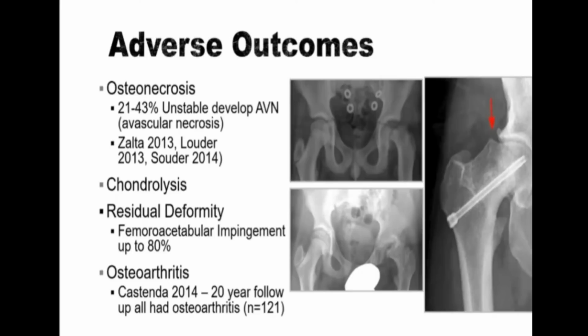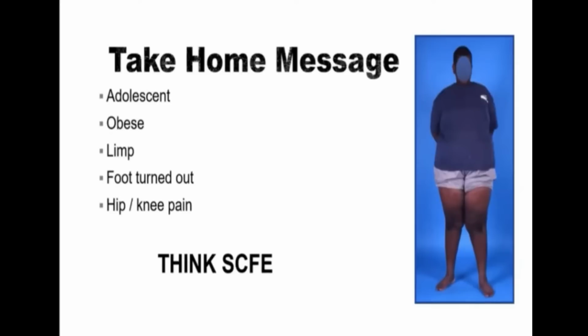Now, listen, a lot of bad things can happen. We talked about osteonecrosis, where you lose blood supply of the hip. It's almost guaranteed arthritis. Chondrolysis, you lose the cartilage. You can have impingement of the hip. I'm showing you that on that image on the right. And then long-term arthritis as well can be really important.